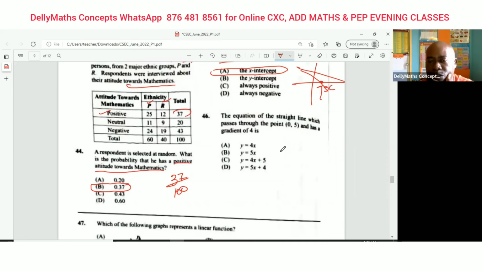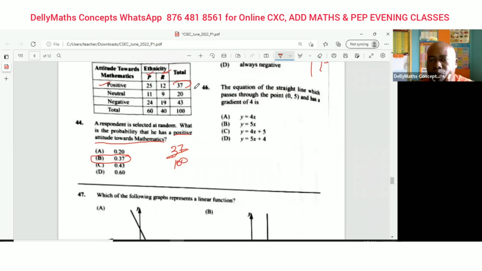The equation of a straight line which passes through the point 0, 5, that means this is c, the y-intercept there, and has a gradient 4. So it's going to be y is equal to 4x plus 5. Whenever the x coordinate of a point is 0, the y value is where it crosses the y-axis. So we don't have to worry about working out something that we were given.